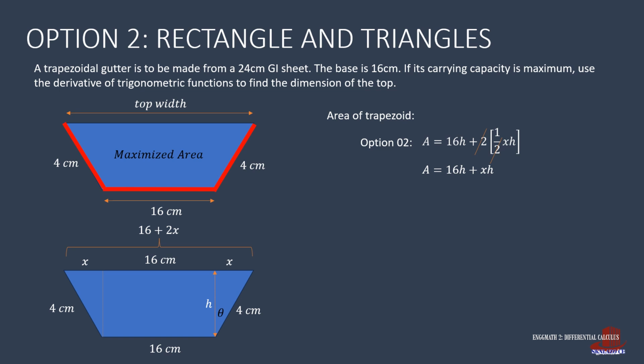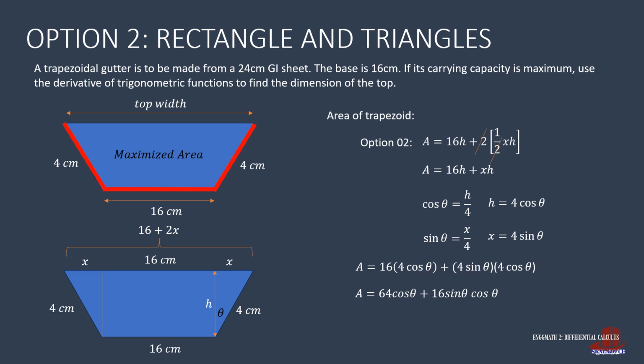Since we haven't touched the location of theta, cosine theta is h over 4, which gives h as 4 cosine of theta. Sine theta is x over 4, where x is 4 sine of theta. A is then 16 times 4 cosine theta plus x of 4 sine theta times h of 4 cosine of theta. Simplify the terms and have A as 64 cosine theta plus 16 sine theta times cosine of theta.